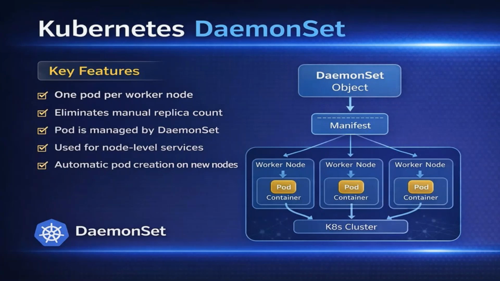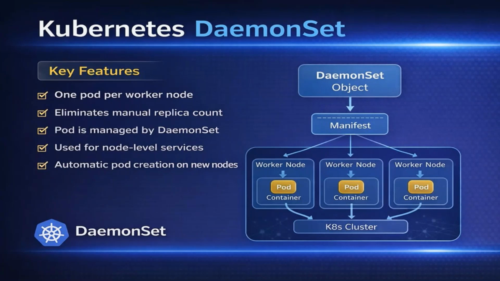Now let's discuss the architecture explanation: how the architecture should be and how we need to start. So let's understand the flow. First, you have to write a DaemonSet manifest file. Then you need to apply it using the kubectl command line. Then the Kubernetes master creates a DaemonSet object. The DaemonSet then goes to each worker node, creates one pod per node, and then runs the container inside that pod.